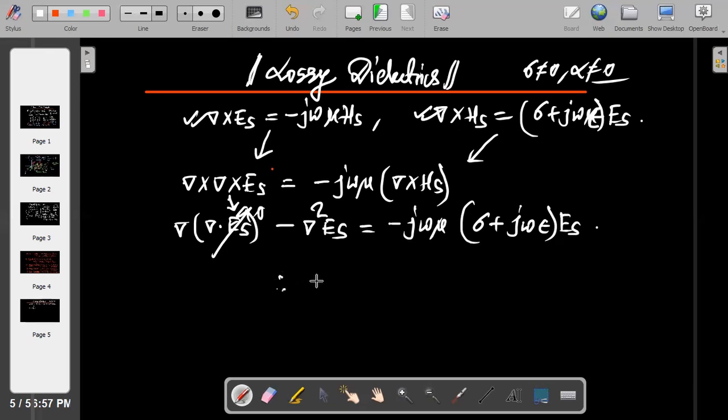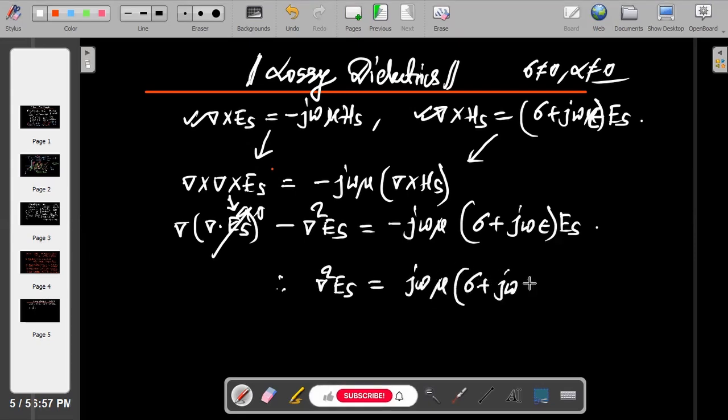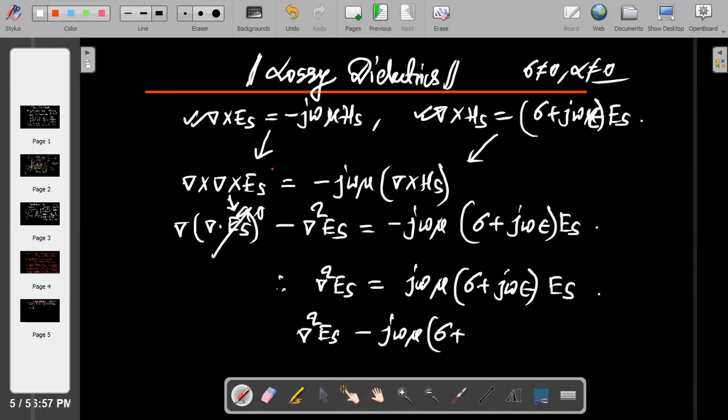So what we can write? Del square E_s is nothing but j omega mu into sigma plus j omega epsilon into E_s. I hope all of you are following. Now, what we can write? Del square E_s minus j omega mu into sigma plus j omega epsilon into E_s equals 0.